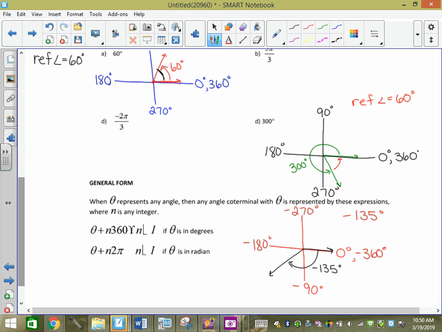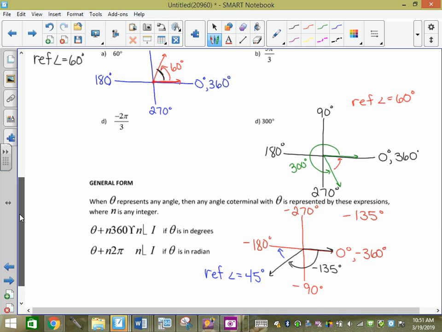How far away, think of it as like a distance. Distance can't be negative. Okay? So how far away are we from this terminal arm to this x-axis? How many degrees? Just go 180 minus 135, right? Yeah, you just count to 180. So 180 minus 135 is how many degrees? 45. So it's a reference angle of 45 degrees. Not negative 45. So this was a negative angle, right? Reference angle is always positive.